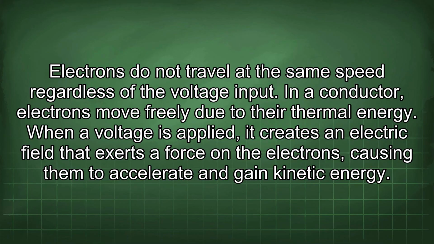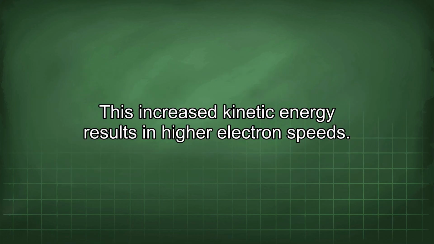Electrons do not travel at the same speed regardless of the voltage input. In a conductor, electrons move freely due to their thermal energy. When a voltage is applied, it creates an electric field that exerts a force on the electrons, causing them to accelerate and gain kinetic energy.